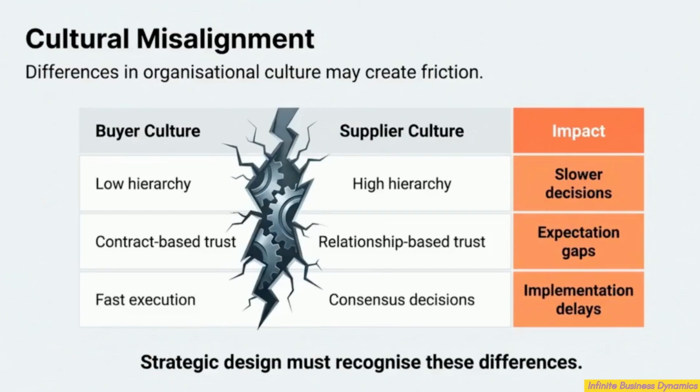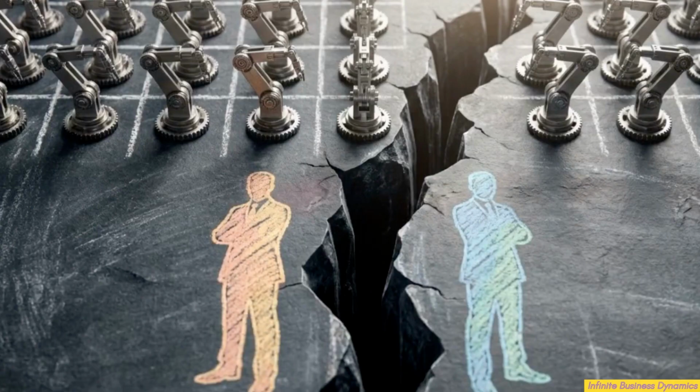This chart illustrates specific differences generating conflict. A jagged crack divides a buyer culture relying on decentralized management from a supplier culture expecting strict hierarchy. Looking at the right-hand column, these conflicting views create massive expectation gaps and severe implementation delays. Raw production capacity cannot compensate for deep, systemic misalignment between partners.